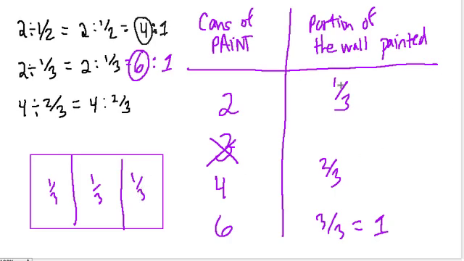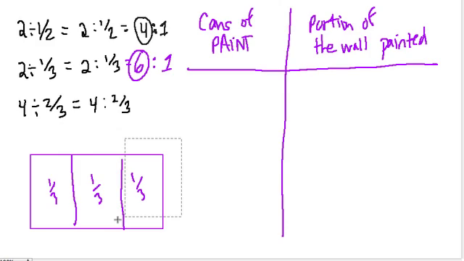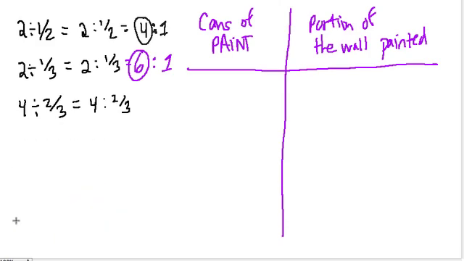And last but not least, we have 4 divided by 2/3. And we're looking at this as a ratio. One way to look at it is how many 2/3 are there in 4. Or we can look at it as, well, I can use 4 cans of paint to cover 2/3 of the wall. How many cans do I need to cover the entire wall?